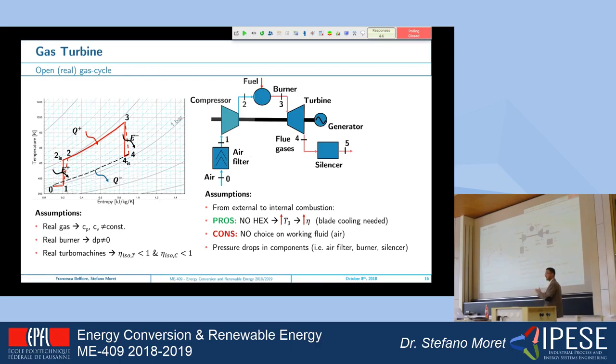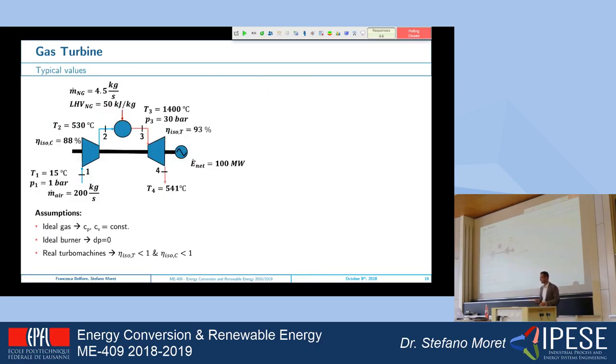Okay? So the advantage of this cycle is that we can reach higher efficiencies because we don't have a heat exchanger, we can go up with the temperature here. The con is that we cannot really choose the working fluid. If we want to have combustion, we need to add air inside here. Okay? So this is a real cycle as you find it in gas turbines everywhere.